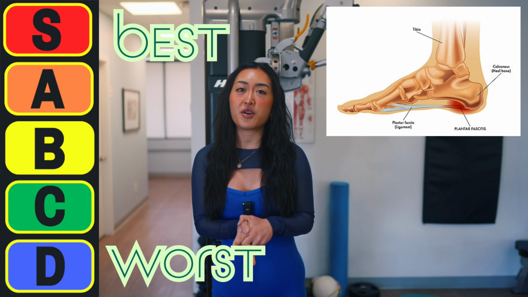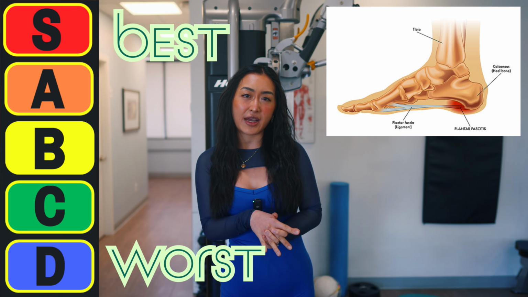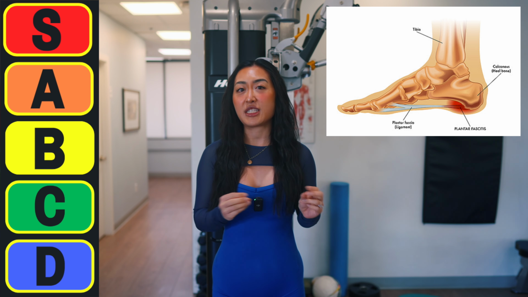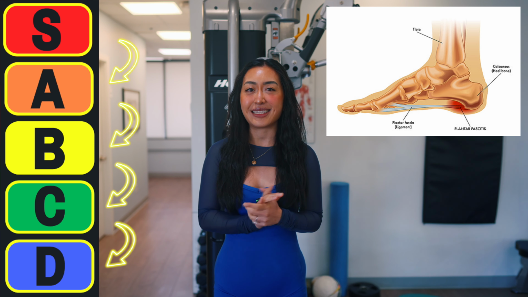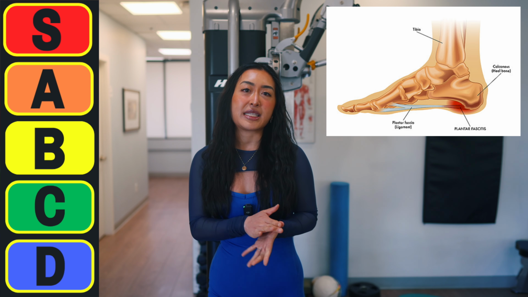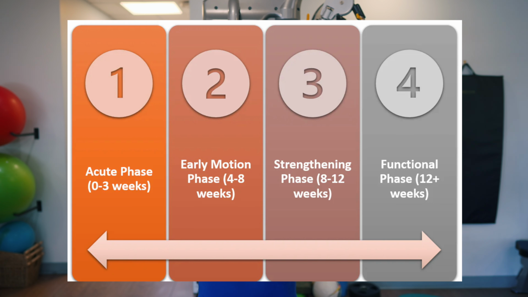Here is the physical therapist's exercise tier list from best to worst for those of you with heel pain or plantar fasciitis, from S, which stands for superior, then to A, to B, to C, and to D. In this video, exercises are put into each tier based on the stage of rehabilitation or the stage of recovery that you are in when we're treating your heel pain in the physical therapy setting.